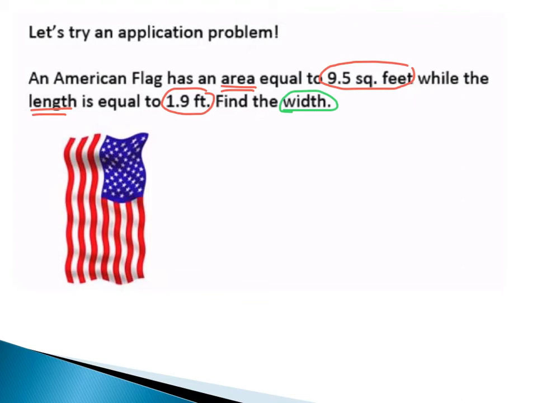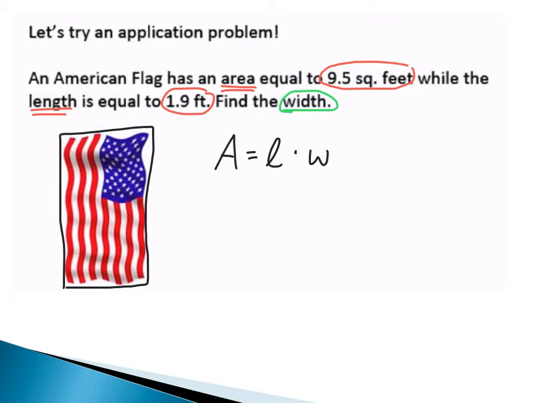Okay, so I know that length and width, hopefully you have this knowledge, is related to area. A flag is really represented by a rectangle, right? What's the area of a rectangle? The area is simply equal to the length of the rectangle times the width, where the length is the long side, width is usually the short side. Okay, so what I am given is the area of 9.5 square feet, the length of 1.9, and I want to find the width. So what can I do with that information?